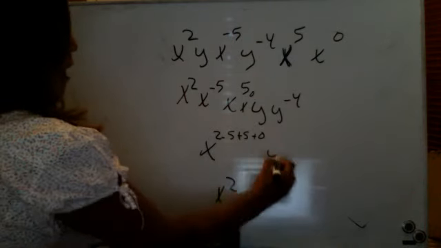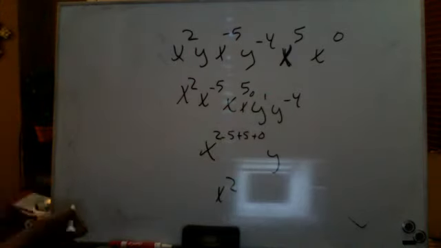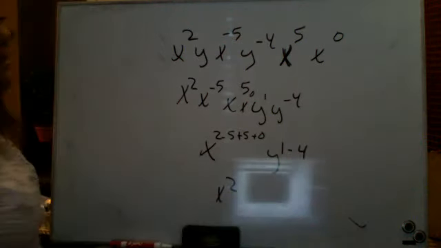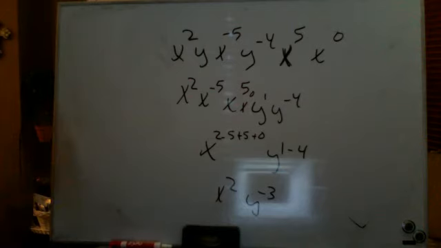Then you've got y. Don't forget this. That's a power. Even though there's not a number there, it's an implied 1. So you have 1 plus negative 4, which is simply y to the negative 3rd. And that's simply your answer.